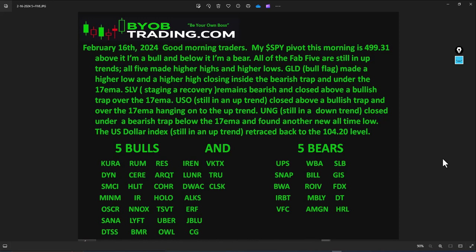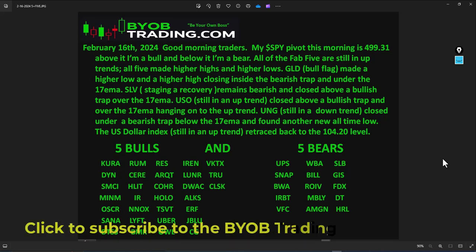SLV, staging a recovery, remains bearish, still in a downtrend, and closed above a bullish trap over the 17 EMA trend indicator. USO, crude oil, still in an uptrend, closed above the bullish trap and over the 17 EMA, hanging on to that uptrend. UNG continues to disappoint, still in a downtrend, closed under the bearish trap, under the 17, and found another new all-time low.